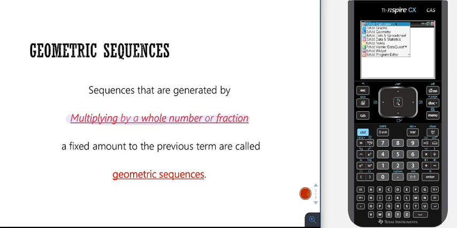So basically you're multiplying a term, so 2 times 2 to give 4, 4 times 2 to give 8, 8 times 2 to give 16, etc., in order to get your next term. If you multiply by a fraction, like 8 times 1/2 is 4, 4 times a half is 2, so it's just like dividing basically.